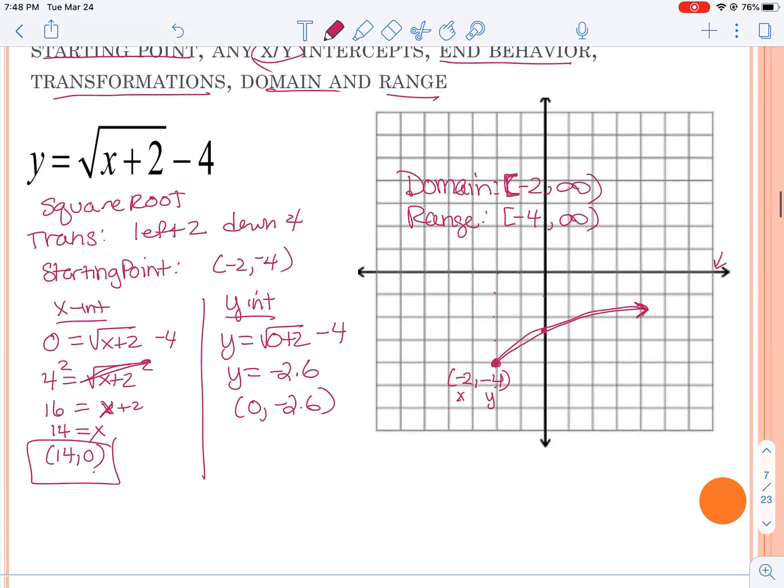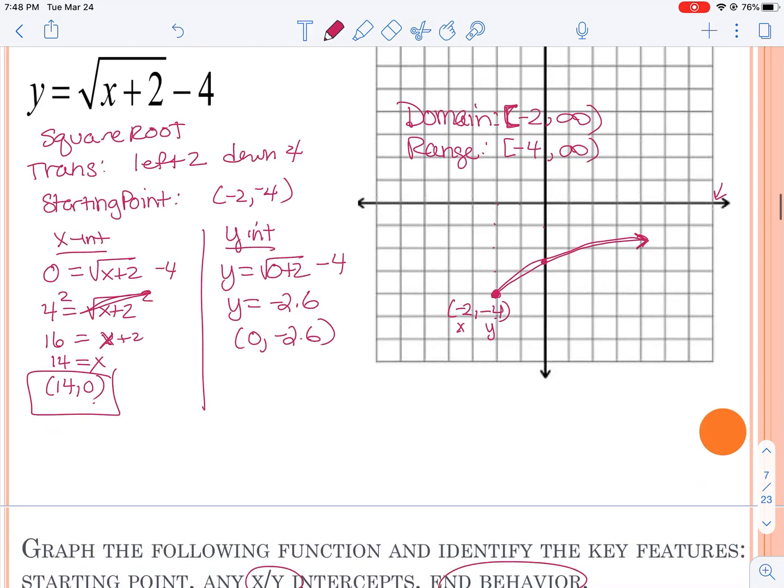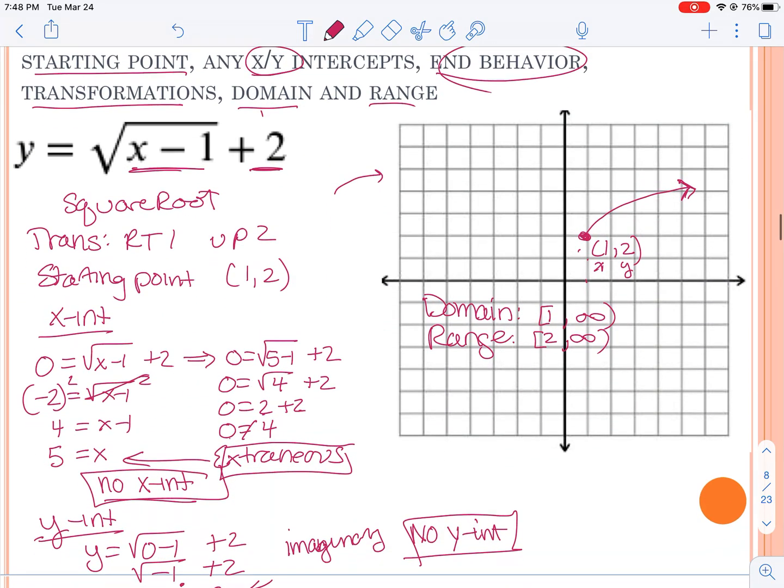So that would be it for our square roots. So the first one was very straightforward. It had answers, but keep in mind if you get weird stuff like these, it's okay. It should just logically make sense, though, on your graph why you don't have those as solutions.